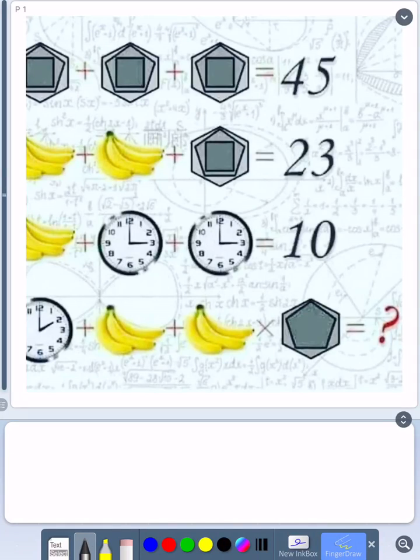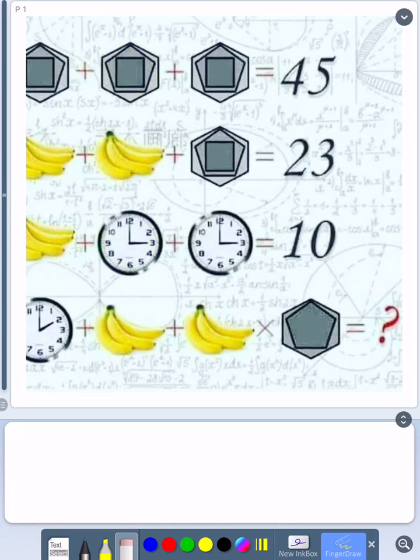Okay, so going through this question with you. As you can see here, we have shapes. We have some form of hexagonal shape there, and we have a banana, and then we have the clock. So these are the main shapes that we currently have, right?